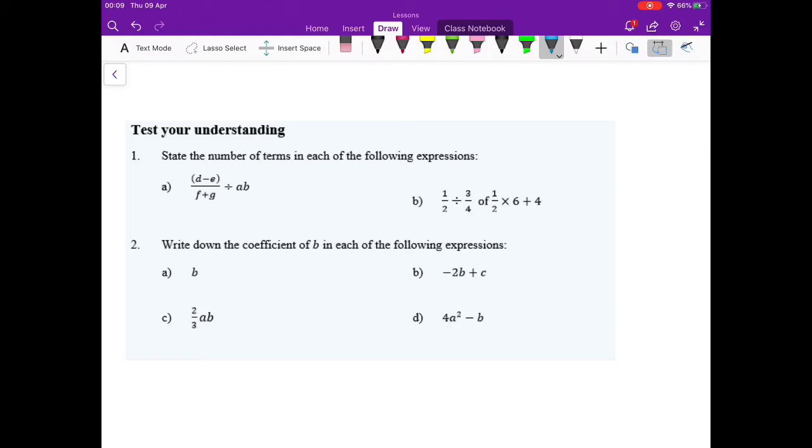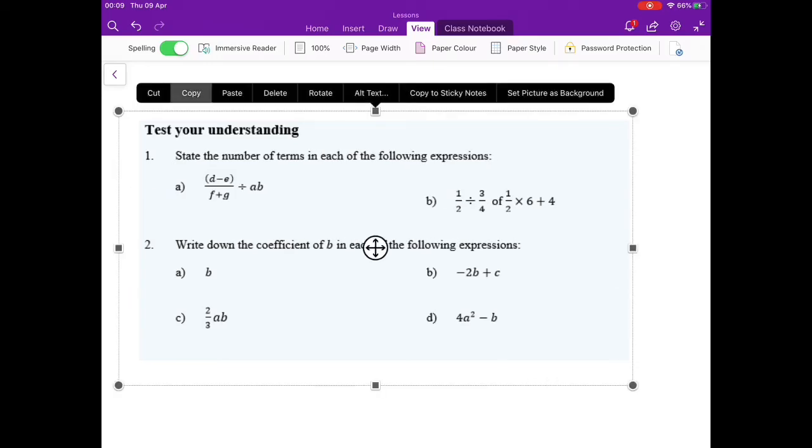Right, I want you to go and pause your video, and then I want you to check and see if you do understand the test you're understanding. So take a few minutes, pause your video, and then I'm going to do the solutions after that for you.